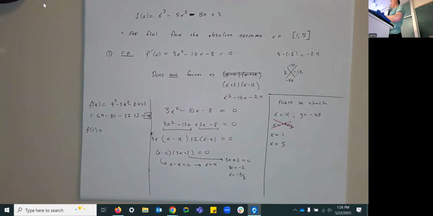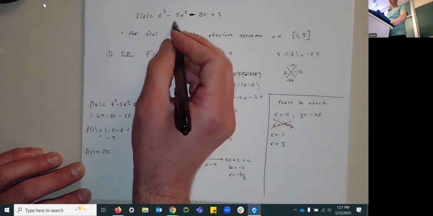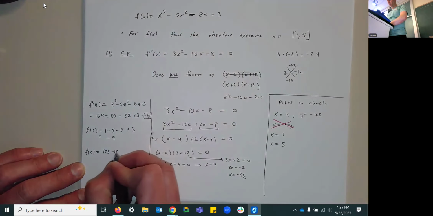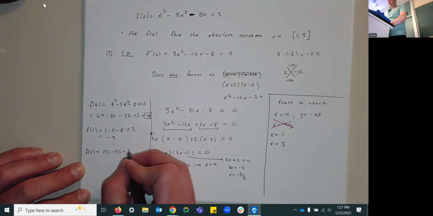plus 3 is -9. And lastly, 5, f of 5 is going to be 5 cubed, which is 125, minus 5 times 5 squared, which is also 125, minus 8 times 5, which is 40, plus 3. So we end up getting -40 plus 3, which is -37.